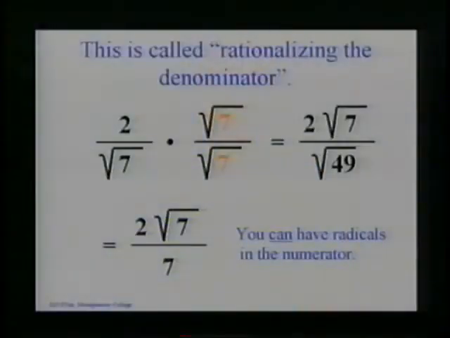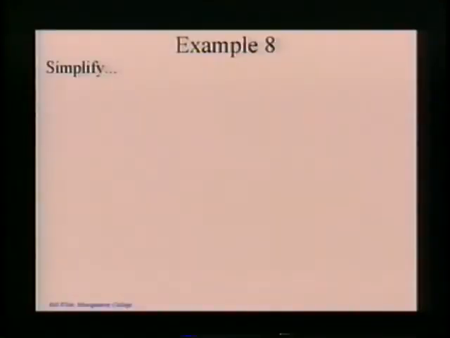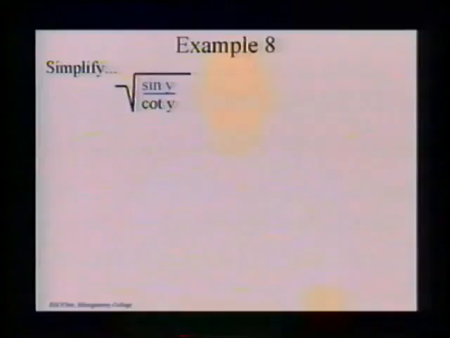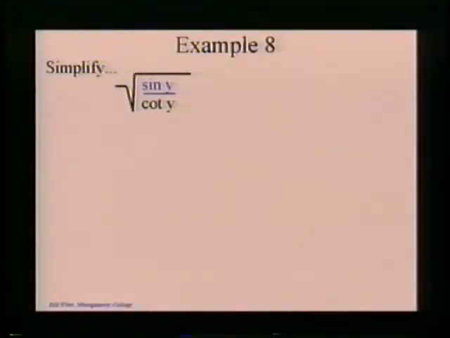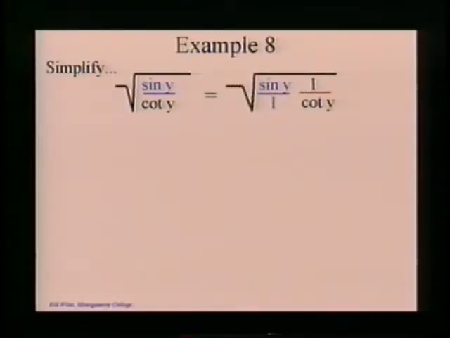You can have radicals in the numerator. Okay? Well, here's another one. Let's take that same concept and change it into trigonometry. Ooh. The square root of the sine over the cotangent. Okay, well, let's see. That's going to be the sine of y over 1 over the cotangent. Okay? Well, wait a minute. What is 1 over the cotangent?